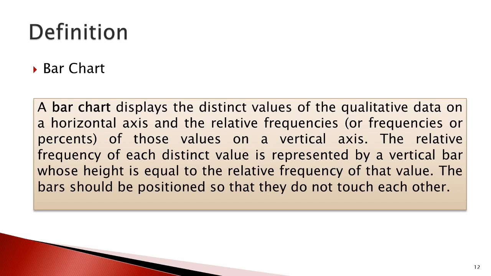By definition, the bar chart displays the distinct values of the qualitative data on a horizontal axis and the relative frequencies or percents of those values on a vertical axis. The relative frequency of each distinct value is represented by a vertical bar whose height is equal to the relative frequency of that value. The bars should be positioned so that they do not touch each other. That is a lengthy definition, but you will get to know how to do it once we go through the example.